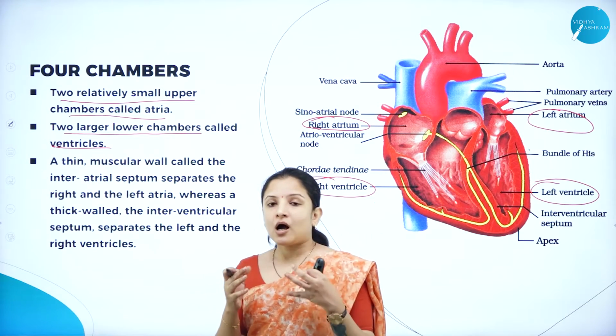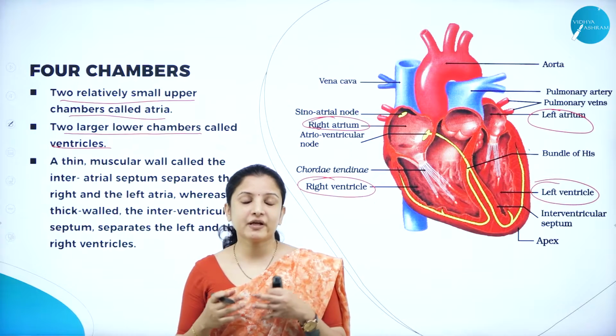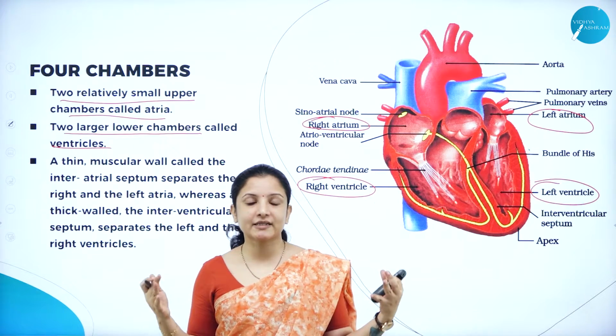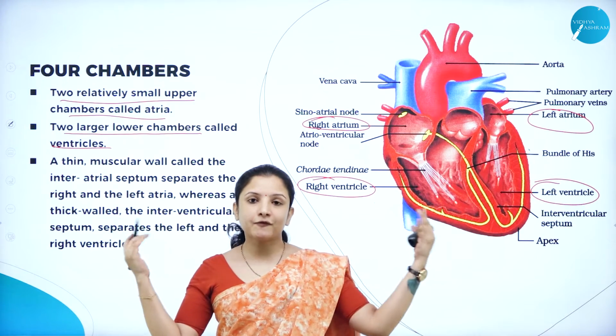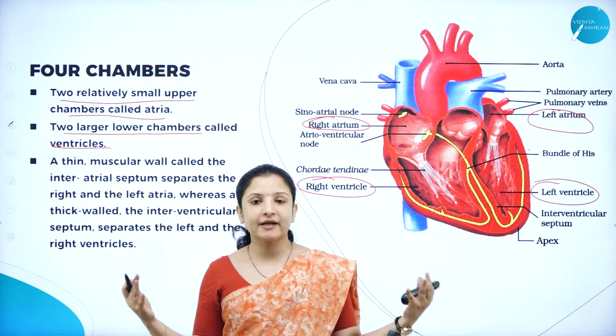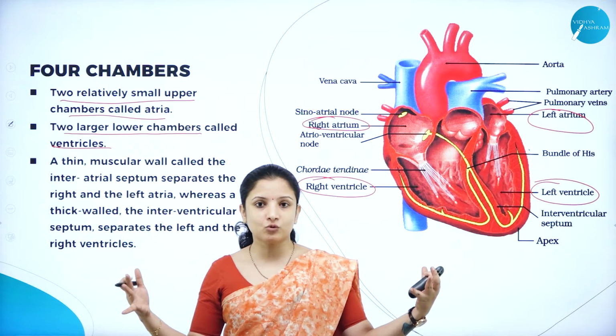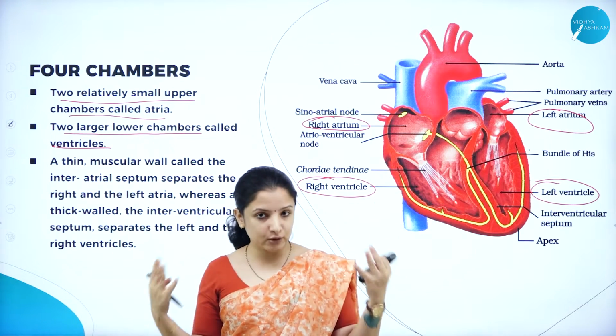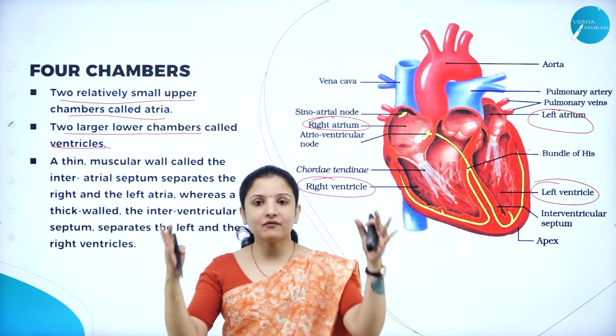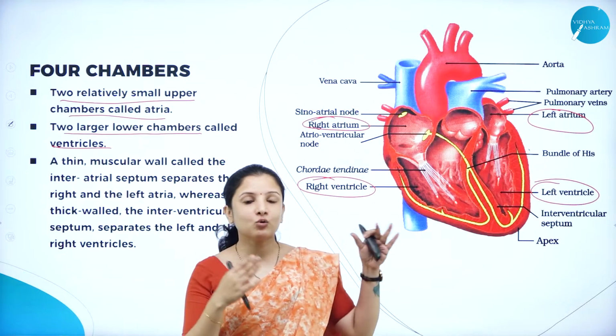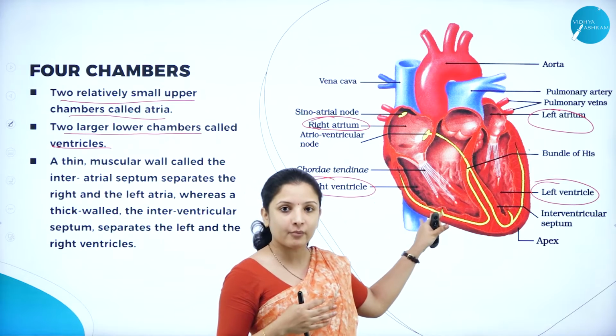Now, how do these chambers form? When we say a chamber, how can we say it is a chamber? It has four sides, it is covered by walls, right? A room. How do you say it is a room? If it was not covered, would you call it a room? No, right? It is covered by walls. Just like that, how do these four chambers form actually?